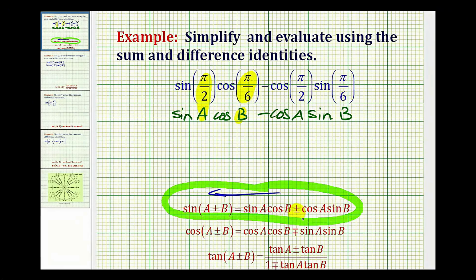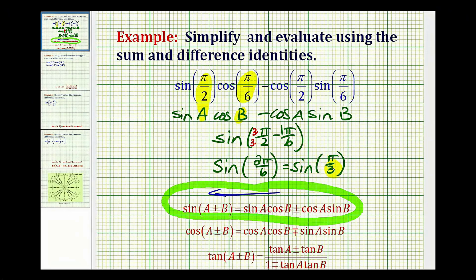And because we're using the subtraction sign here, we'll also use the subtraction sign here, so we'll have the sine of A minus B. And since A is pi over 2 and B is pi over 6, this is equal to the sine of pi over 2 minus pi over 6. So now if we obtain a common denominator by multiplying both the numerator and denominator by 3, this is equal to the sine of 3 pi over 6 minus 1 pi over 6, which is equal to 2 pi over 6, which is equal to the sine of pi over 3.